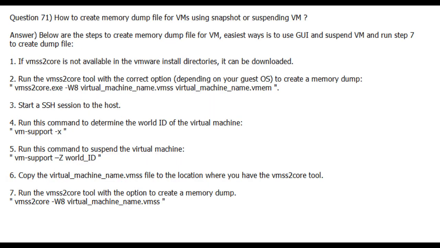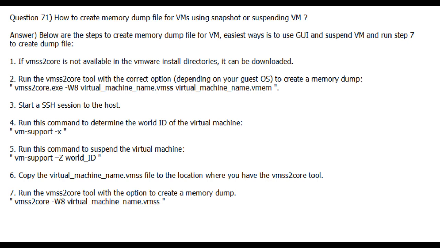Question 71. How to create a memory dump file for VMs using snapshot or suspending the VM? Answer. Below are the steps to create a memory dump file for the VM. The easiest way is to use the GUI, suspend the VM, and run step 7 to create the dump file. 1. If vmss2core is not available in the VMware install directories, it can be downloaded. 2. Run the vmss2core tool with the correct option, depending on your guest OS, to create a memory dump: vmss2core.x -W8 virtual machine name.vmss virtual machine name.vmem.